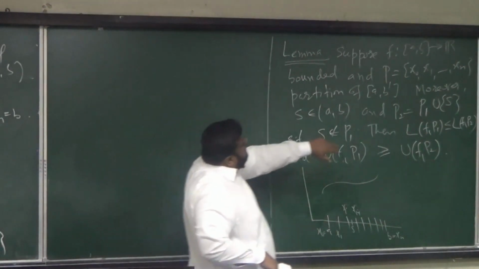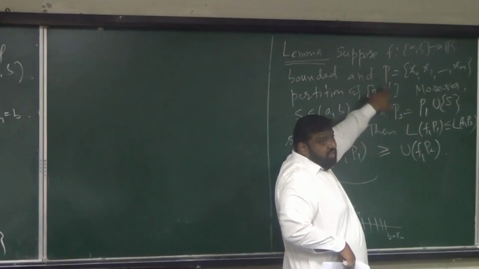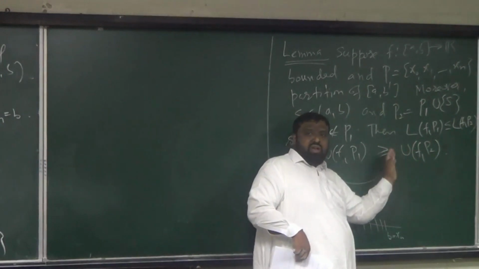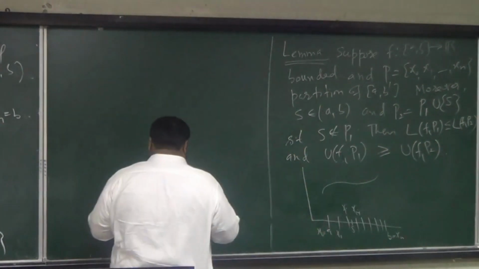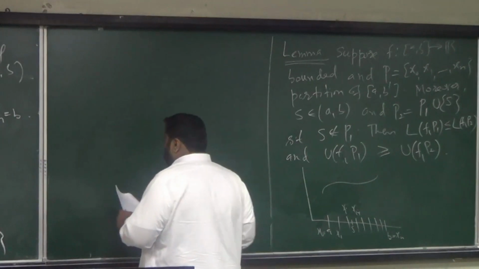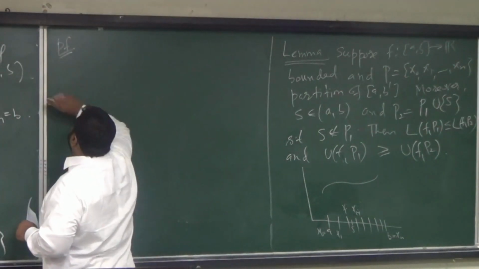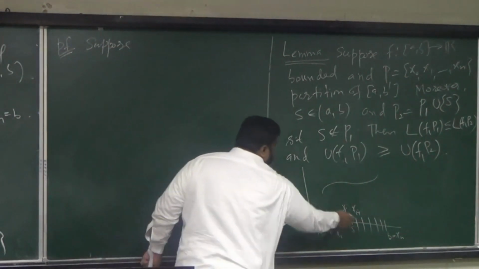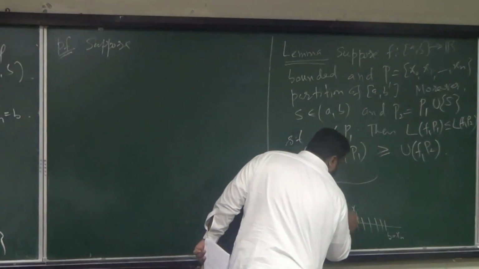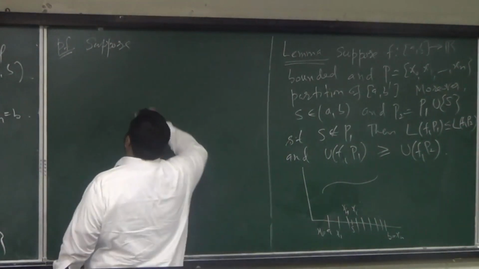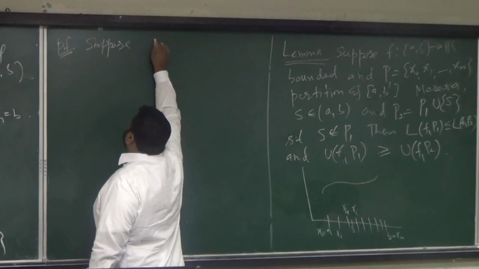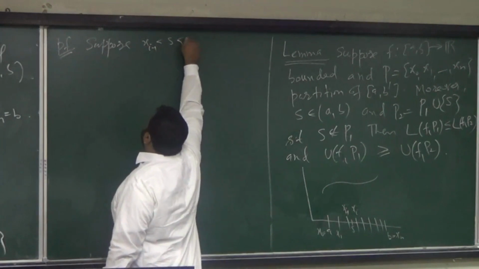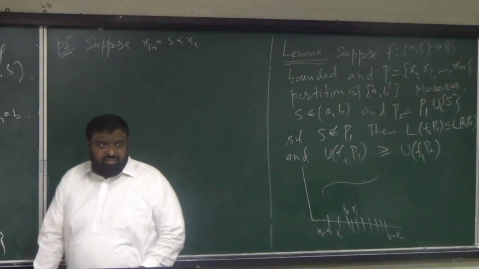Okay, what should be the relationship between P2 and P1? It is a refinement of P1. Yes, you have P1, but you are adding something new to it. Here is the proof. So suppose that S is in this interval. Sorry, I should write x i and x i minus 1. Suppose S is between x i minus 1 and x i.